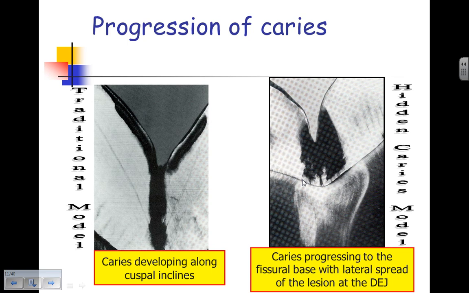We refer to this as the hidden caries model. Some people refer to it as fluoride caries or covert caries. It's basically fluoride protected enamel on the occlusal surface. It doesn't show evidence of any cavitation or anything happening, and yet the caries is progressing at the bases of these pits and fissures.